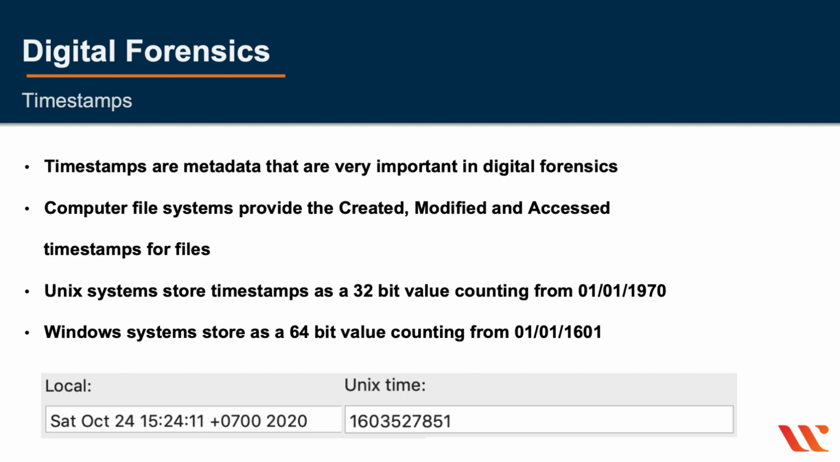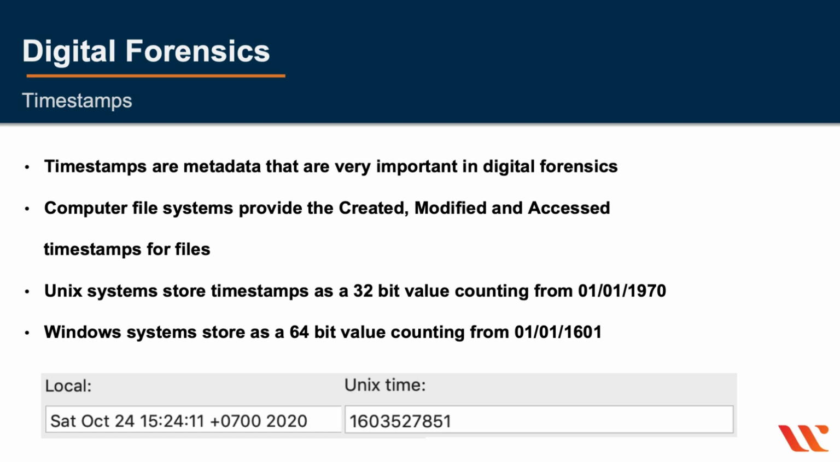There is a difference between Unix systems and Windows systems in how timestamps are handled. Unix systems store the timestamps in a 32-bit value, and they start from January 1st, 1970. The first number is the 32-bit value that corresponds to 1/1/1970, and then they just start counting up from there, up to whatever the current date is.